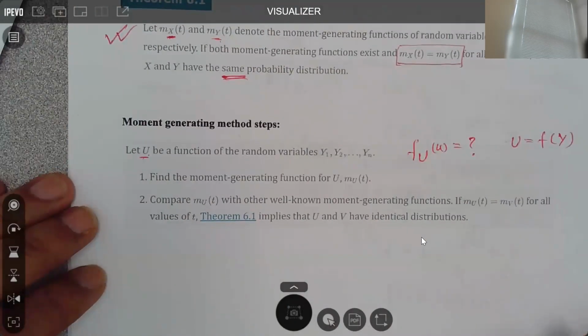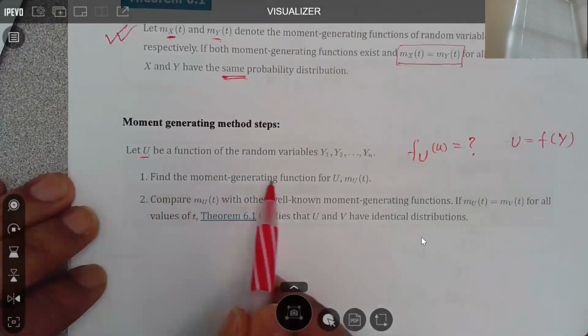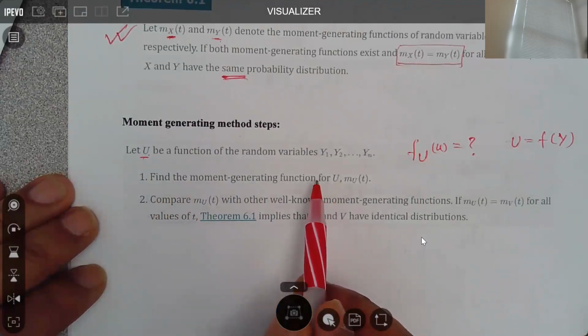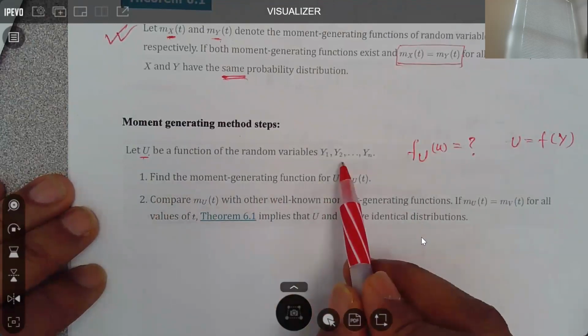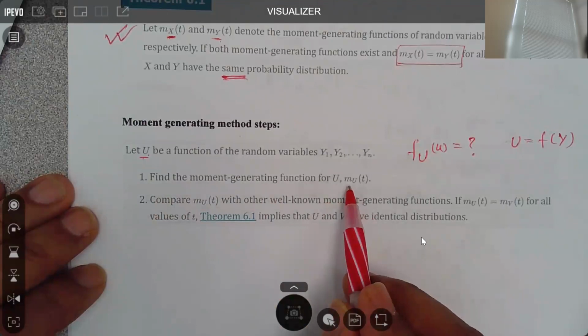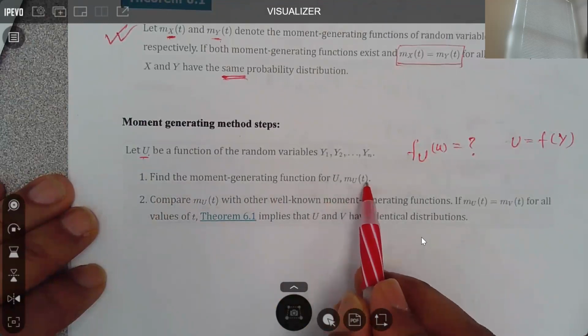And how do we do that one? Find the moment generating function of U. You want to find the moment generating function of U, and we already know the moment generating function of Y. That is, you want to find M_U(t).